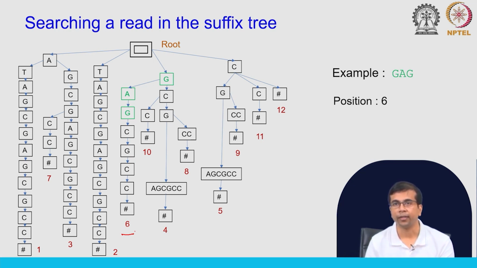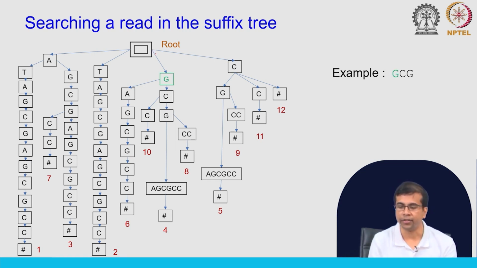We will take now another example, and this is a slightly interesting example. We will see in a moment why that is the case. So, this example is GCG, we are now searching for GCG in the tree. We start at the root, the first letter is G, and we have found this path here G. The next one is C, and we have this G to C path here, and then the last letter is G and we have found G. So, you see we have found this GCG here.